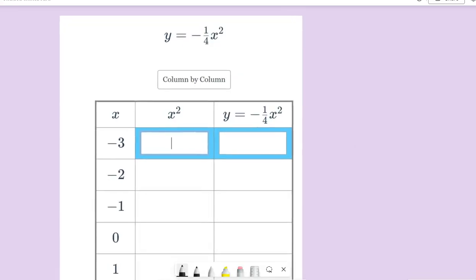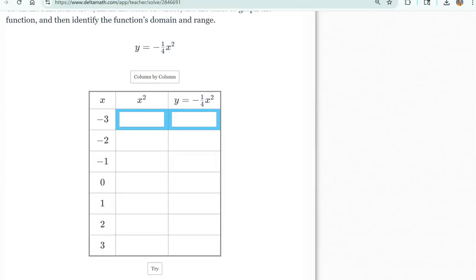They say x is -3. So the first thing we have to do in this column is take x to the power of 2. So -3 times -3 would be 9. So put a 9 right there. All right, and now we have to take that value 9 and multiply it by this -1/4. -1/4 times 9, and we'll just do 9 over 1. That's going to be -9/4. So put -9/4 there.